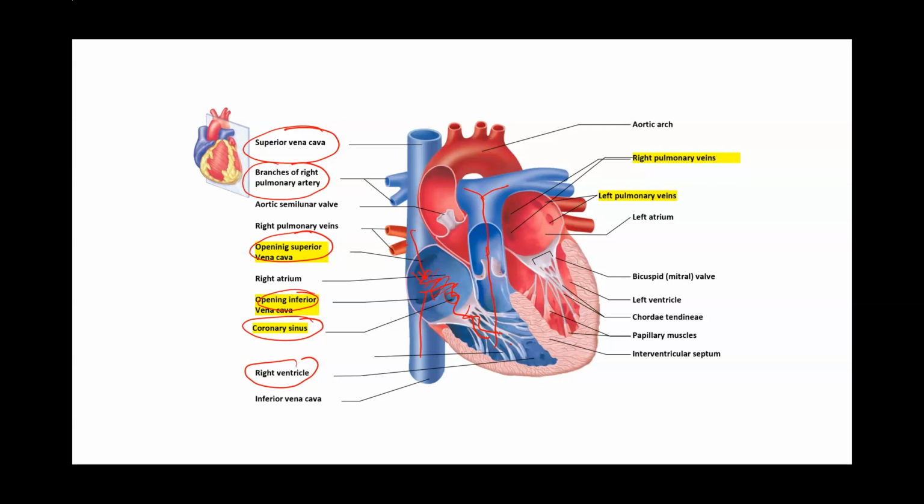Blood comes back to the left through the right and left pulmonary veins. From there it is moved past the bicuspid or mitral valve into the left ventricle, and from there it is going to be pumped out past the aortic semilunar valve into the aorta. So you should know the circulation of blood within the heart.